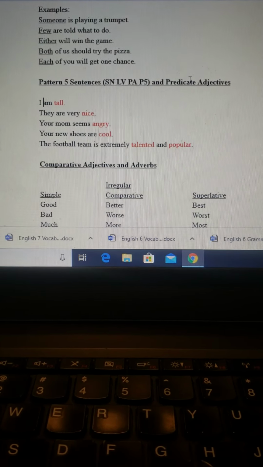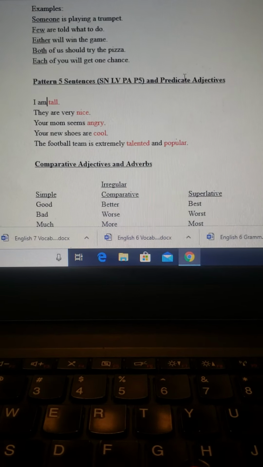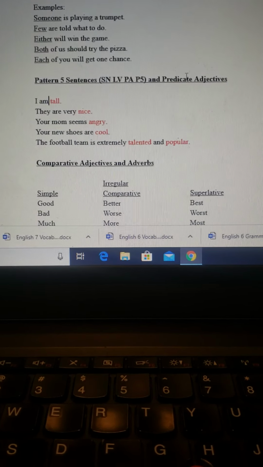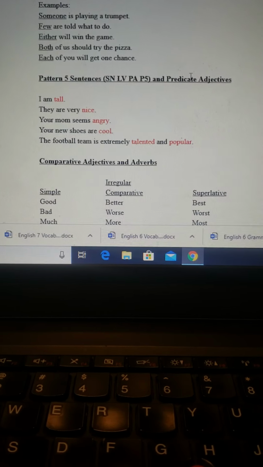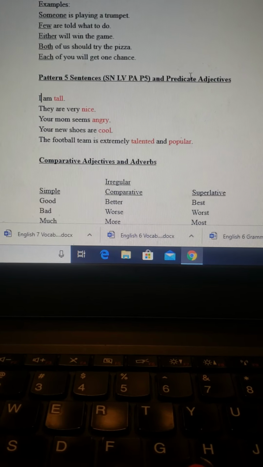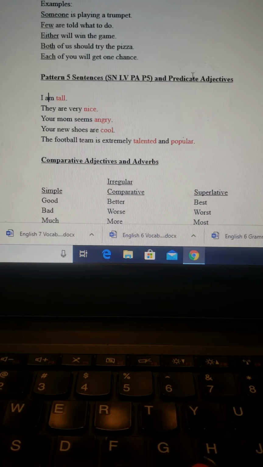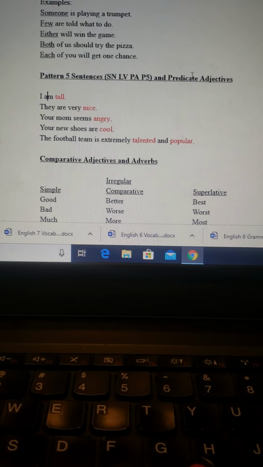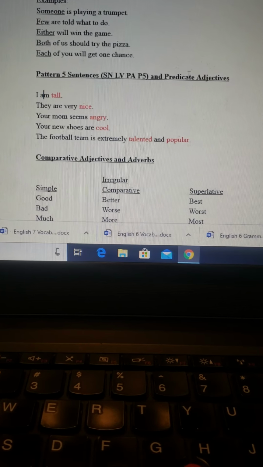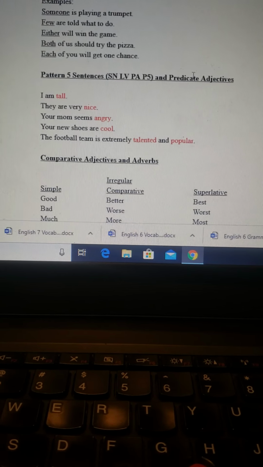What you're going to do with these sentences, if I ask you to identify the predicate adjective, is find the linking verb, okay? So you're going to find the verb in the sentence, and you're going to find what it connects the subject to. So you obviously have to find the subject as well. So I am, something is something, right? I am. So what is I? It's tall, okay? So that's our predicate adjective.